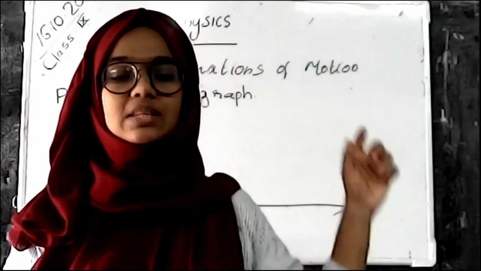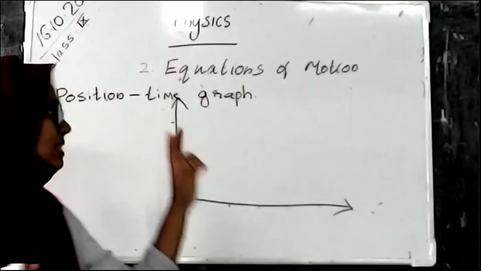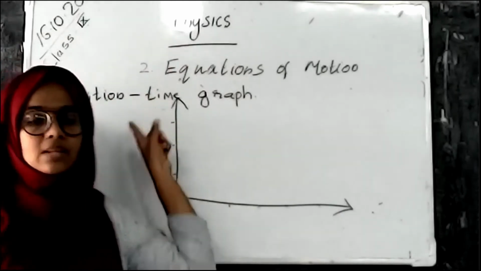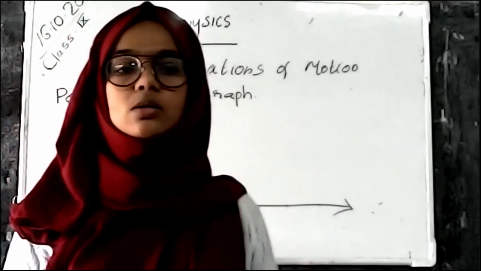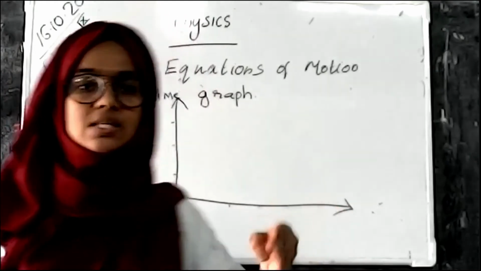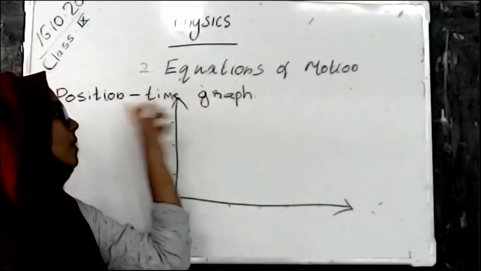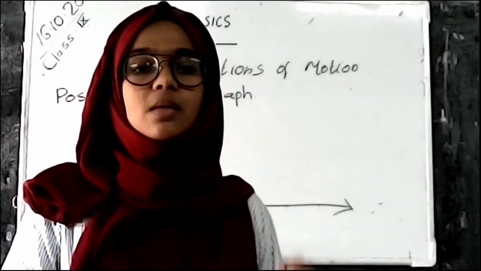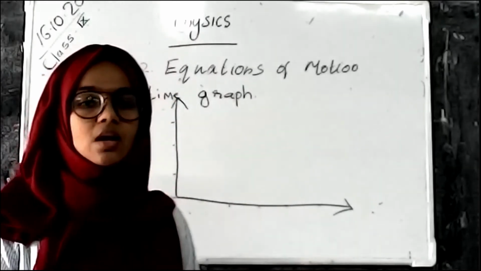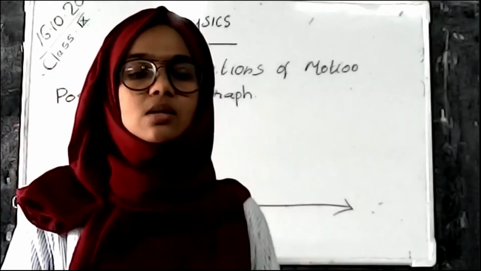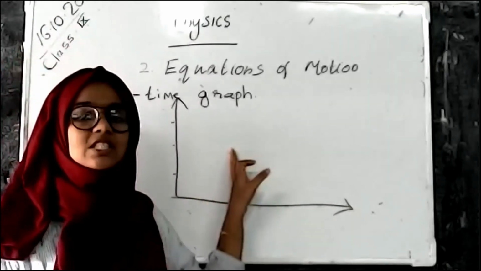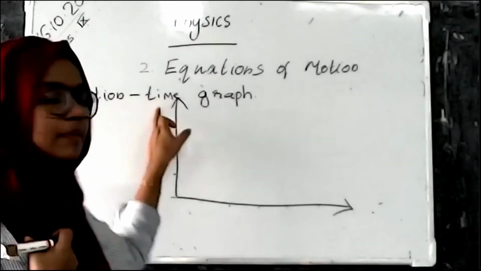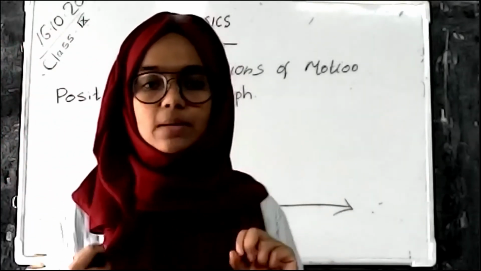From the name of this graph, we can tell that there is a position and there is a time. That is, this graph is based on the motion of a body. That is, in a specific time, the position of that body is changing. So we can understand the motion of the body, at which speed or which acceleration, through this position-time graph.